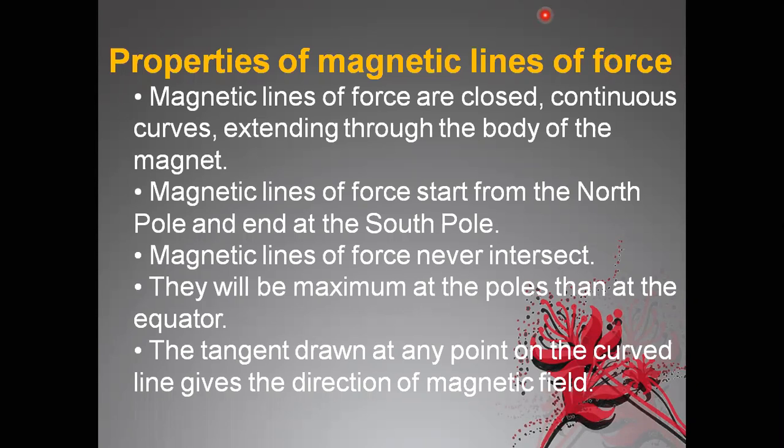So the first property is magnetic lines of force are closed continuous curves extending through the body of the magnet. So the magnetic lines of force are continuous curves.